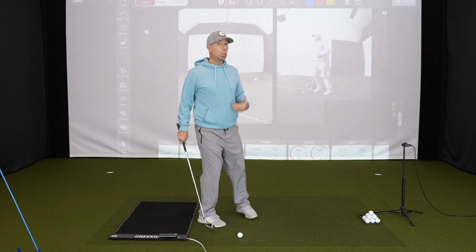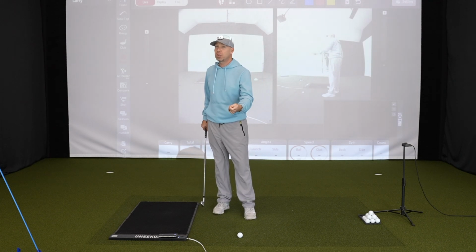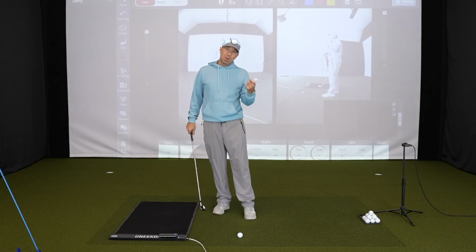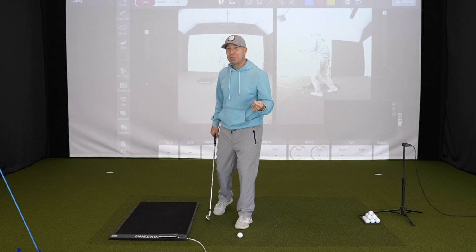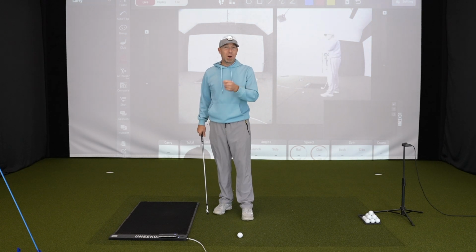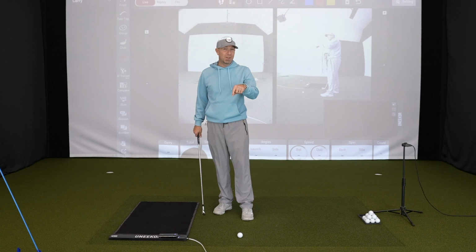So I can start to work on my proper pressure shift, my proper, a lot of people know it as a weight shift. I did a full complete video on the weight shift, on the pressure shift. I'll put a link in the description below. That's also going to be tied into the third reason.